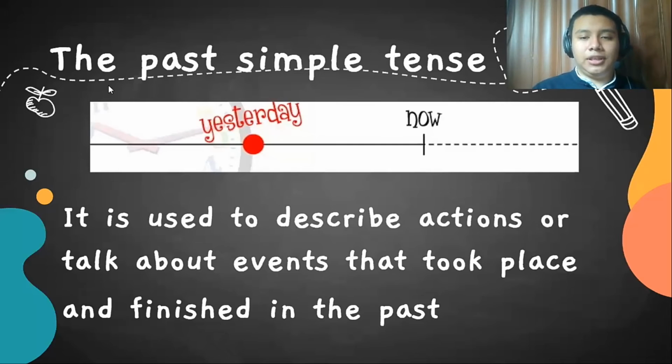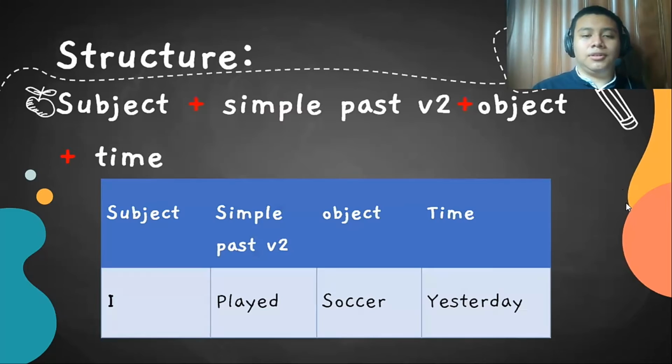First, the simple past tense. It's used to describe actions or talk about events that already happened, that took place and finished in the past. For example, you see here this image about the now and yesterday, not necessarily yesterday. It could have happened way more into the past or even more recent, like an hour ago, and so forth.